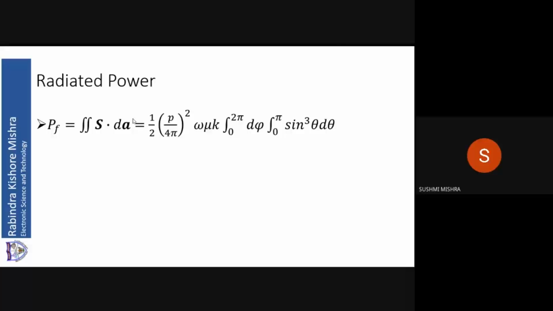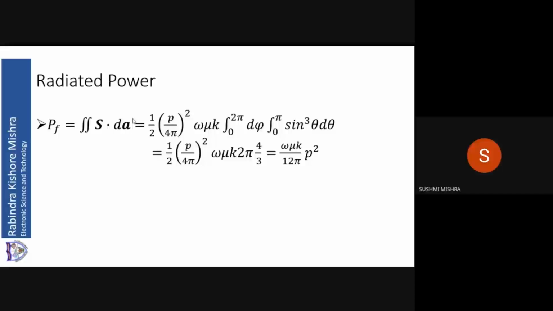So that gives me integral 0 to pi of sine cubed theta d theta. Integrate sine cubed theta d theta. It's simple. That will give you 4 upon 3. And integration of d phi from 0 to 2 pi gives you 2 pi. So the last two terms are 2 pi into 4 by 3. The first three terms remain as they are. So if I multiply everything, that will give me omega mu k upon 12 pi into p square.